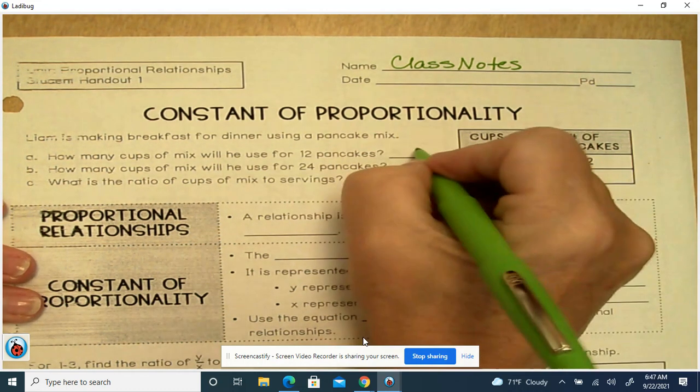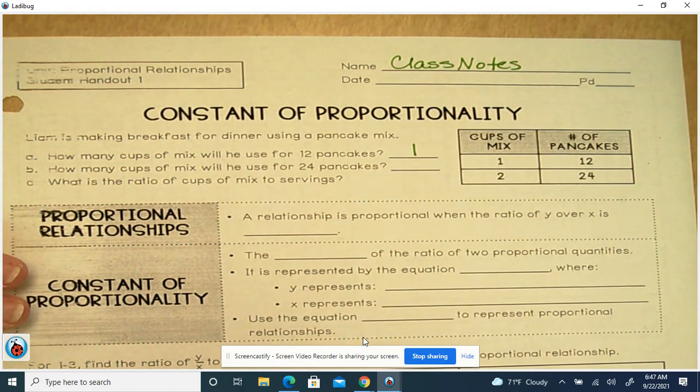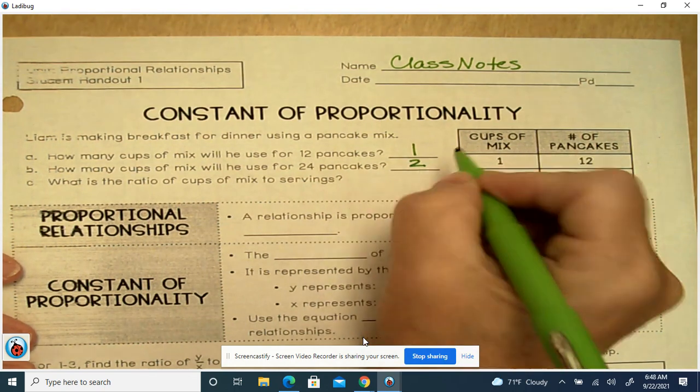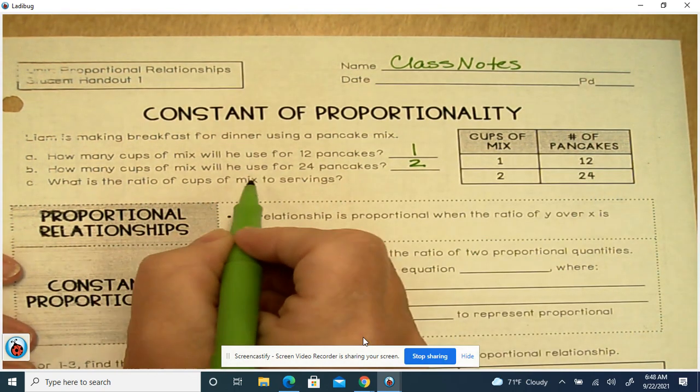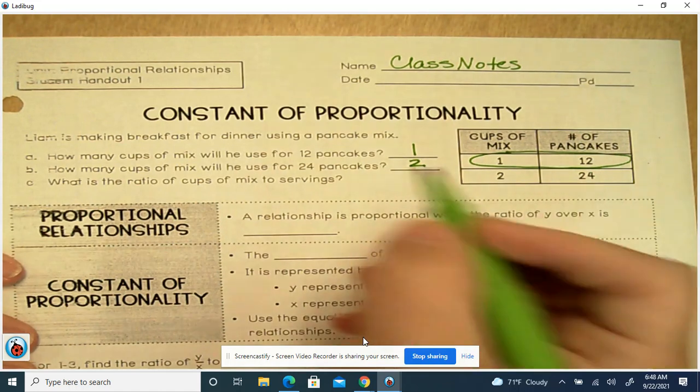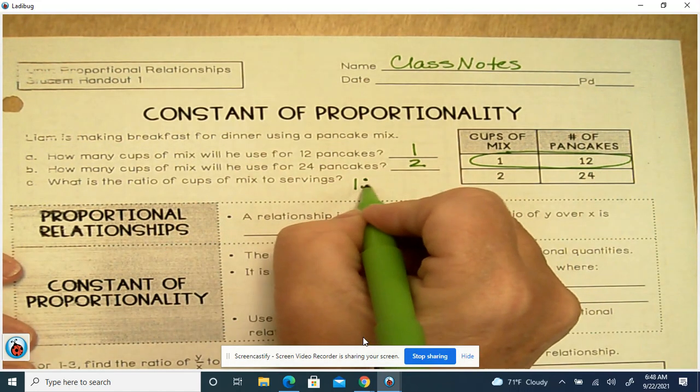And we can see here that he uses 1. And then it says how many cups of mix will he use for 24 pancakes? So we can see that he uses 2. So what is the ratio of cups of mix to servings? We're looking for where it's 1, and that's 1 to 12.